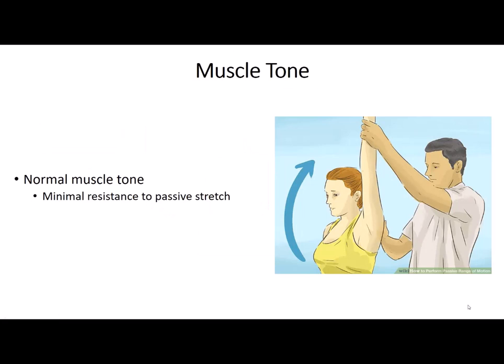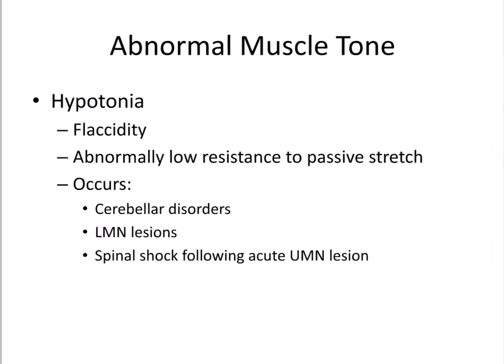Normal muscle has normal muscle tone, and this is determined by moving the arm quickly or slowly through a passive range of motion, arm or body part. What you should feel is a minimal resistance to passive stretch. As far as abnormal muscle tone is concerned, there's two kinds. The first kind is known as hypotonia.